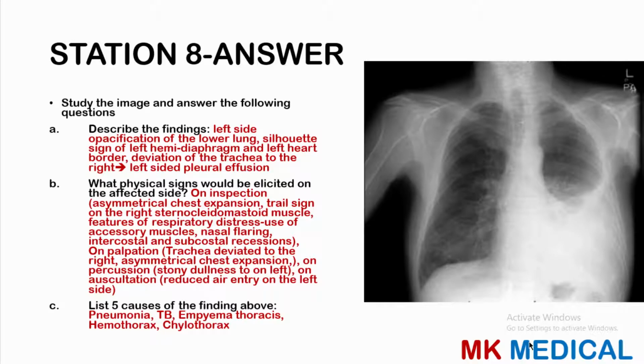So 5 causes include pneumonias, TB, empyema thoracis, hemothorax, as well as a chylothorax.